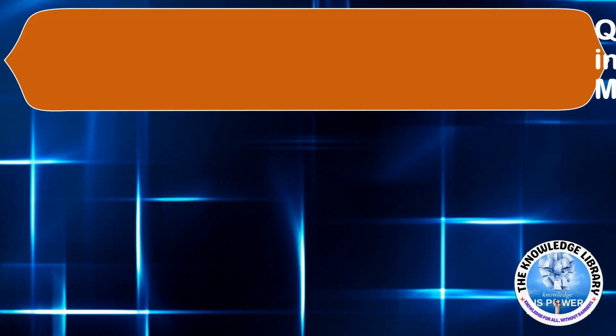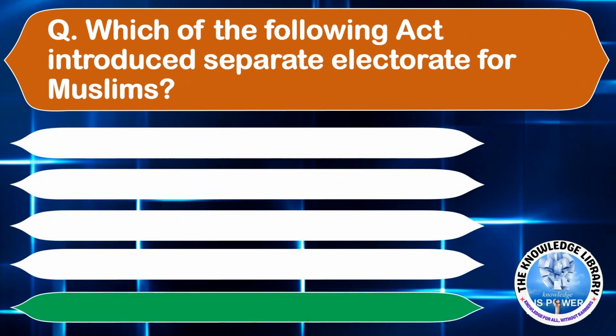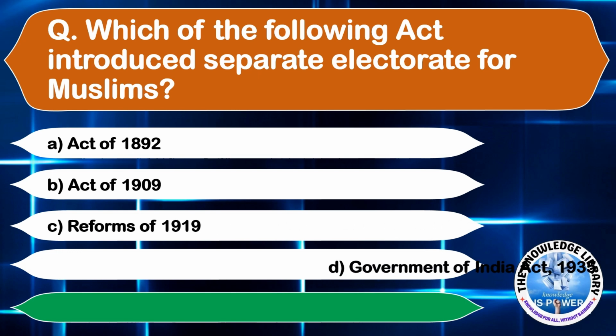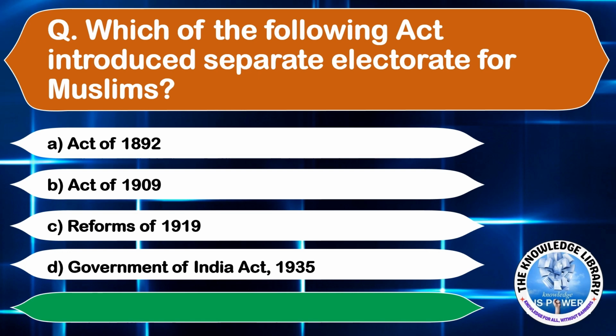Which of the following acts introduced separate electorate for Muslims? Option A Act of 1892, option B Act of 1909, option C Reforms of 1919, and option D Government of India Act of 1935. The correct answer is option B Act of 1909. Moving on to the next question.